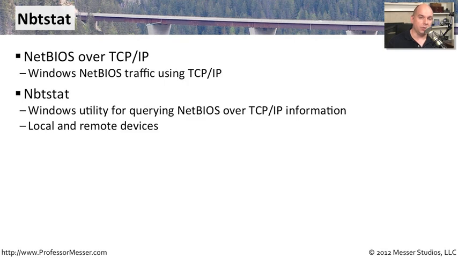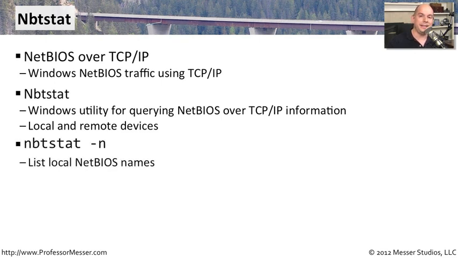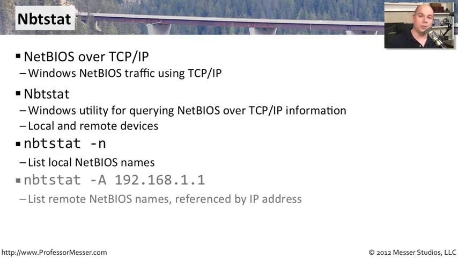You can look at your local device and get information at the command line about what the local machine is doing, or you can send queries across the network and reference that by IP address or by name. If you're on a local machine and you simply do an nbtstat -n, you'll see all of the local names on your device. If there's a remote device that you know the IP address of and you'd like to know more about that IP address, you can do an nbtstat with a dash capital A and the IP address, and that will show you the NetBIOS names that are registered on that remote device.